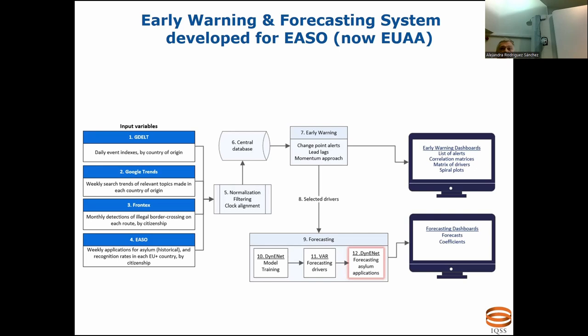So we statistically select the variables rather than just letting the machine learning model do this. This includes some change point analysis, some lead-lag analysis, and some momentum approach to see whether the time series gets an unpredicted acceleration or deceleration for some reason. And then it went to the model. What we call the dynamic elastic net is the model that we use, which is an elastic net based on time series data. And then the forecasting part. So I'm going to describe the whole system.